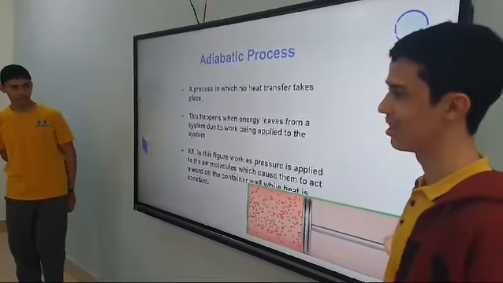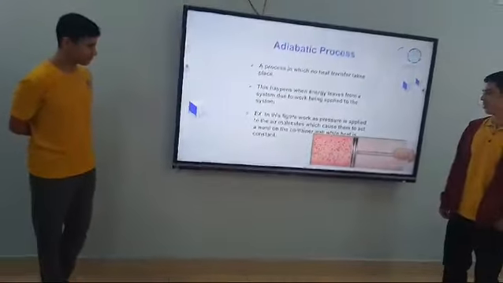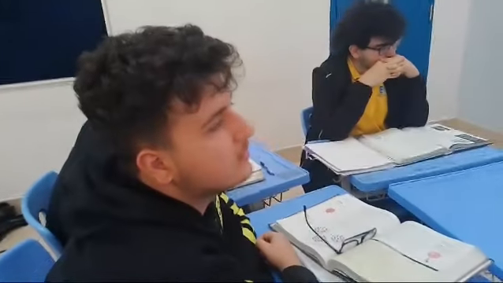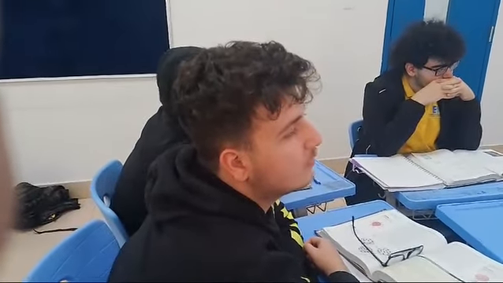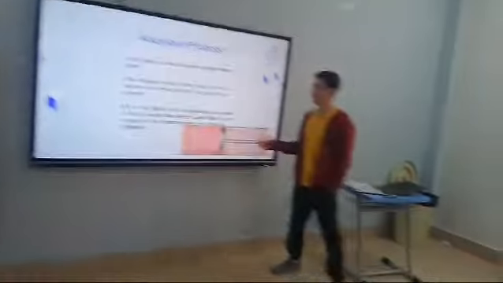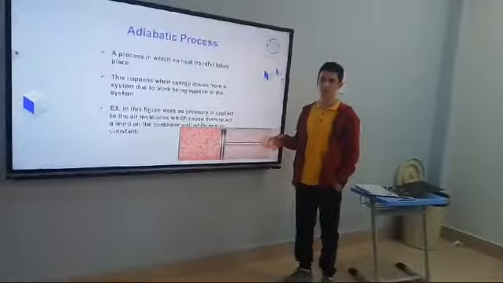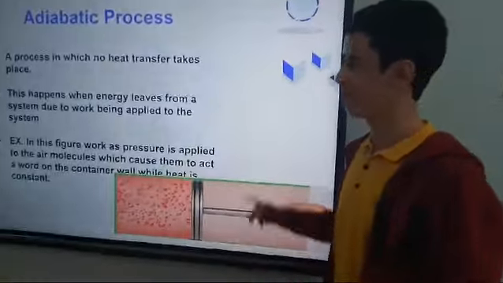Adiabatic process. Can you read? A process in which no heat transfer takes place. This happens when energy leaves a system due to work being done by the system. Example, in this figure, pressure is applied to the air molecules which causes them to do work on the container wall while heat is constant. So in this type, we have no heat transfer outside or inside the process. Only pressure is being increased.